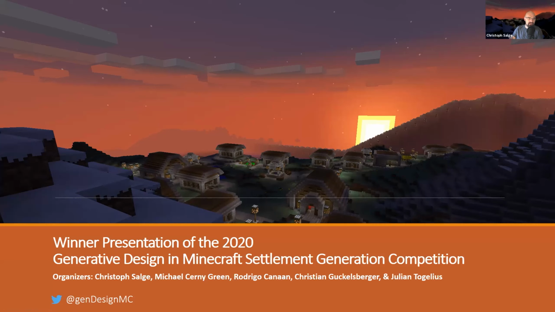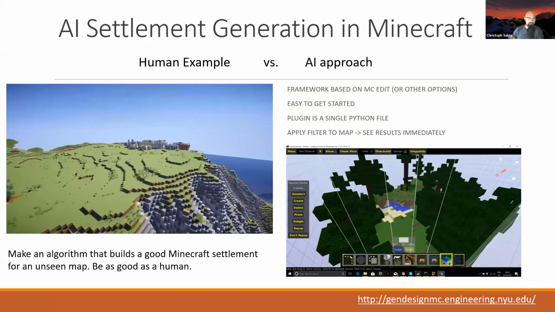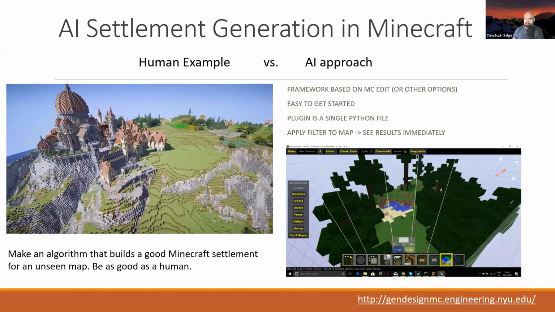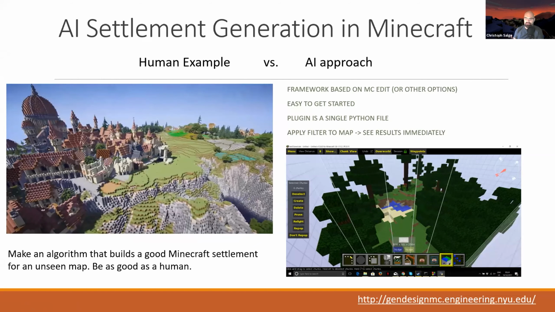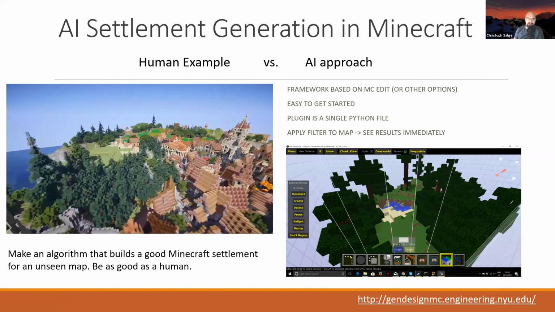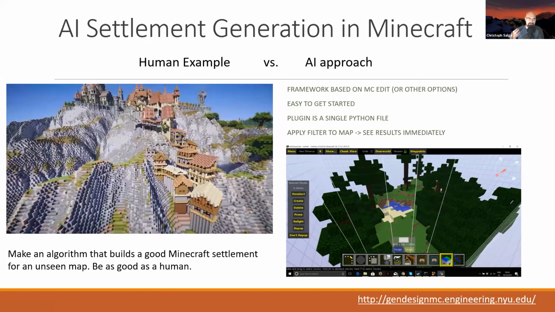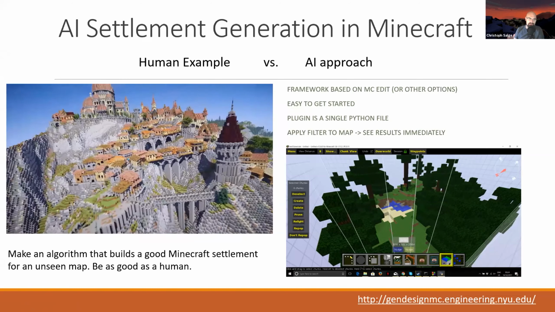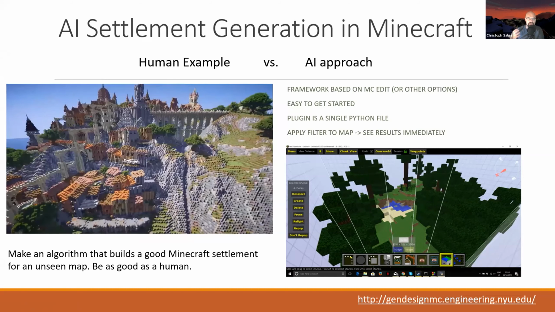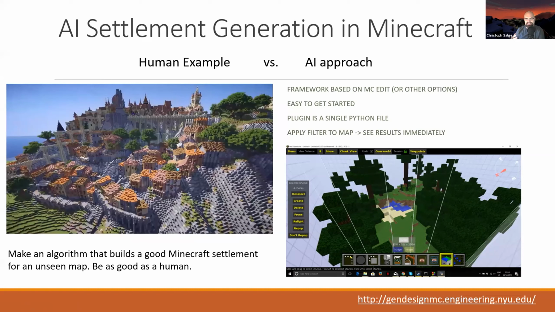And you might be wondering, what actually is the Generative Design in Minecraft Settlement Generation Competition? The basic idea is that we ask our participants to create an algorithm that can generate a settlement for an unseen Minecraft map. On the left here, you should now see how this would look if humans do it. So this is a time lapse of some humans building a settlement, and this looks quite amazing and magical, and there's a lot of cognitive stuff going on, a lot of intelligence being displayed. And the question is, can we actually build something like that?